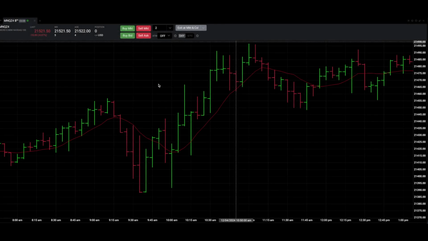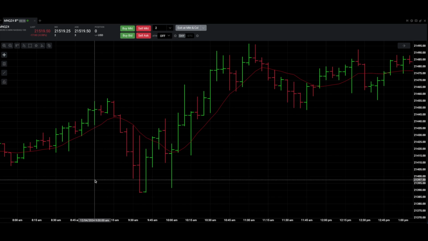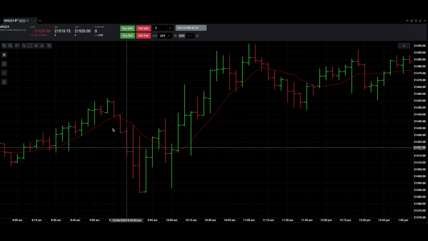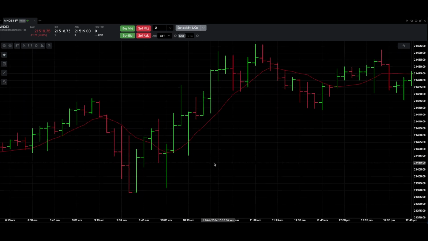Okay guys, I got a 5-minute chart here with the NASDAQ futures. These are the micros and a 10 EMA, exponential moving average. We're going to look at a method for trading the 10 EMA, and we would be starting here after the market opens because it's more reflective of the actual momentum for the day.